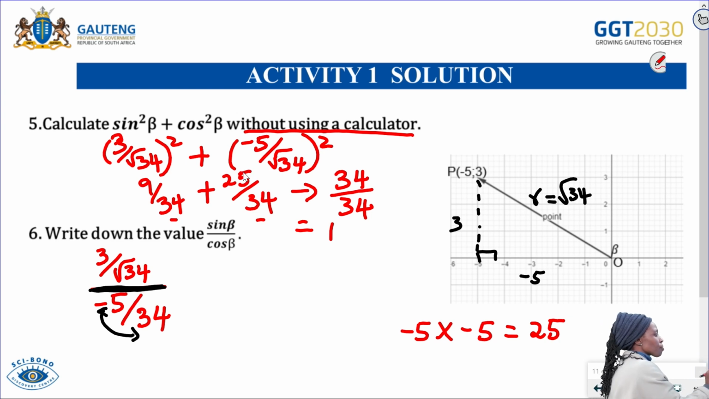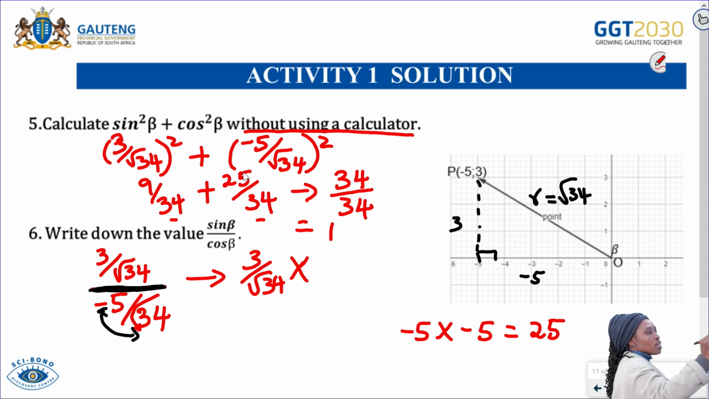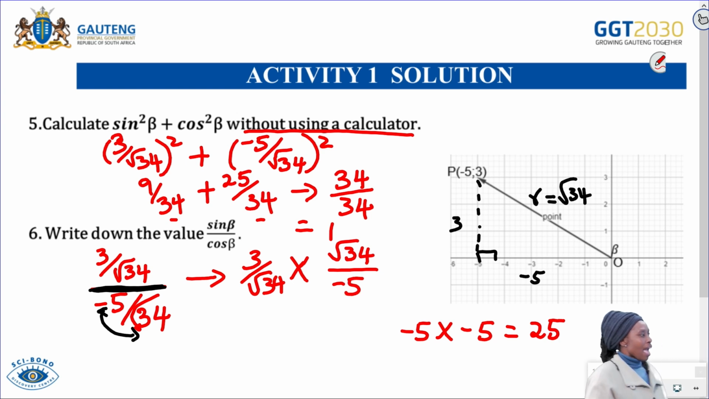I swap them around in such a way that I will have 3 over square root 34 times, I changed division into multiplication as early as in grade 7, 8, 9. We were learning how to add or multiply as well as divide the fractions. So I have 3 over square root 34 times square root 34 over negative 5. And I am multiplying without using a calculator. I can see that the square root 34 and square root 34 cross out. I'm left with 1 here. I'm left with 1 here.